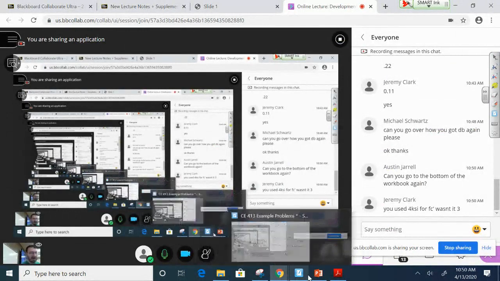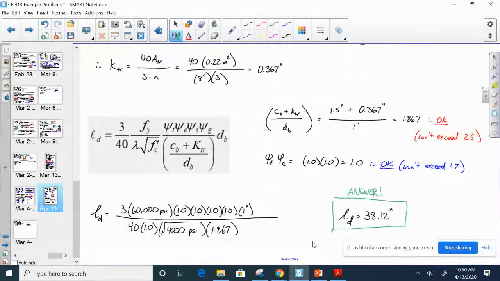You are exactly right, Jeremy. I am so sorry. That is a 0.1 on the mistake counter. This is 4,000. That's supposed to be 3,000. This is what happens when you forget your notes. We'll have to figure out an appropriate number there. So this is 3. So yeah, that's wrong. Whoops. 44.01 inches. Woo!